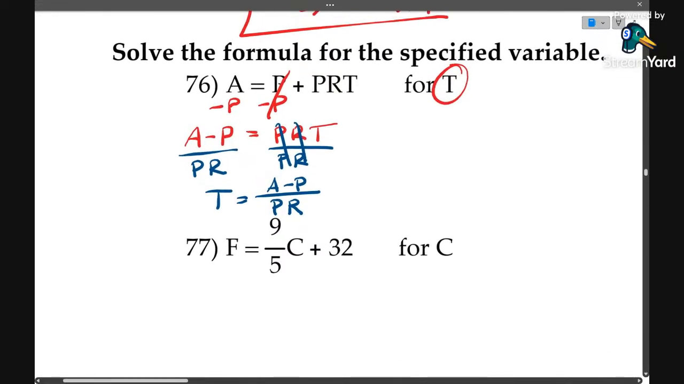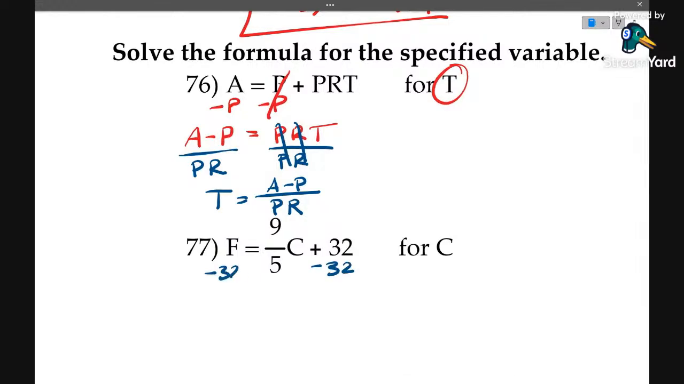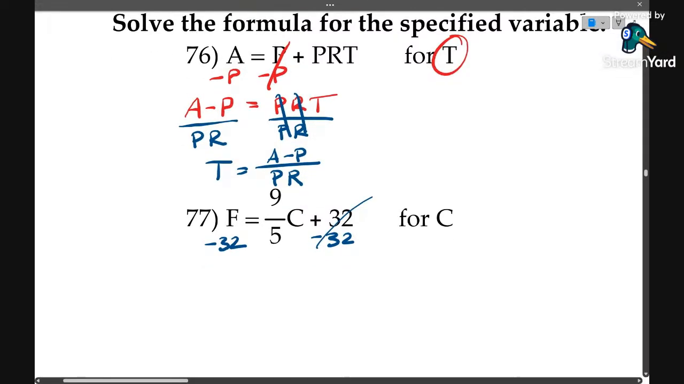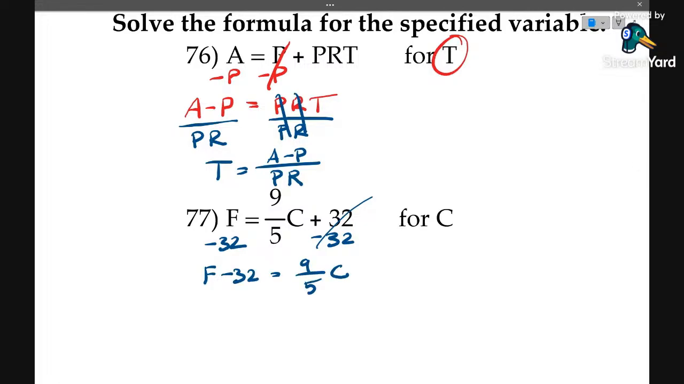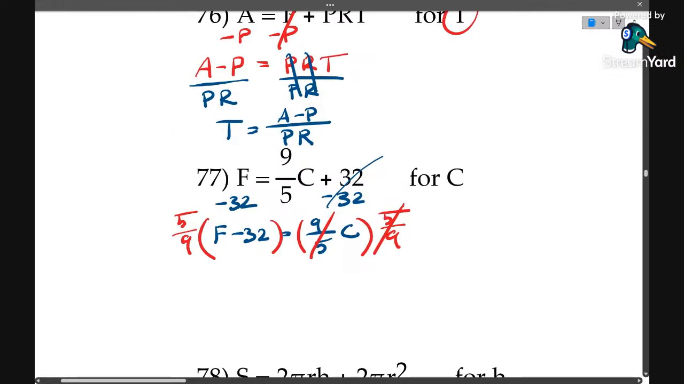We want to solve for C. We're going to, again, get rid of any terms that do not have the variable that I'm looking for. So we'll subtract 32 from both sides. That gives me F minus 32 equals 9/5 C. And then we can multiply by the reciprocal of our fraction to cancel it out, which is 5/9. 9/5 times 5/9 eliminates. So we've got a couple different ways we can write it.